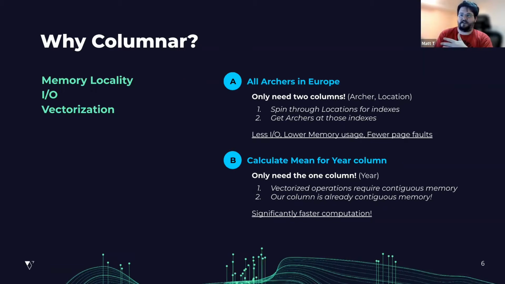In the case of our second example here, say you wanted to just calculate the average year across all those rows. You can benefit, and Arrow is designed to benefit from vectorization of computations. For example, SIMD is an example, single instruction multiple data. And to do that, you need contiguous chunks of memory, which is what we have.